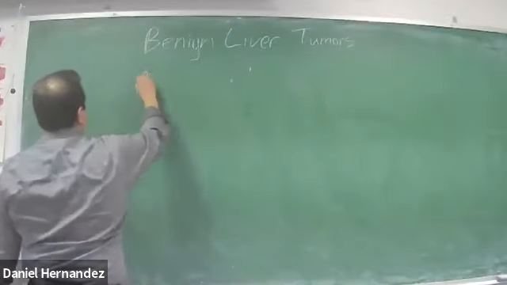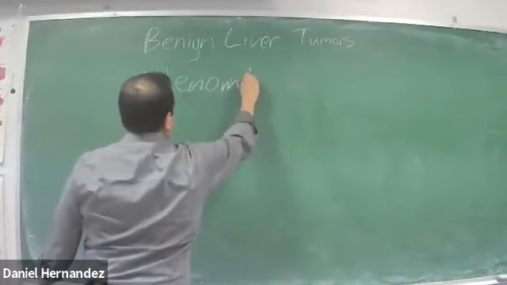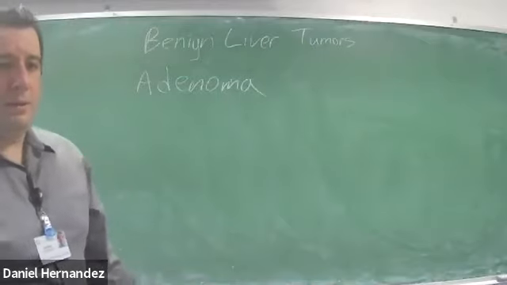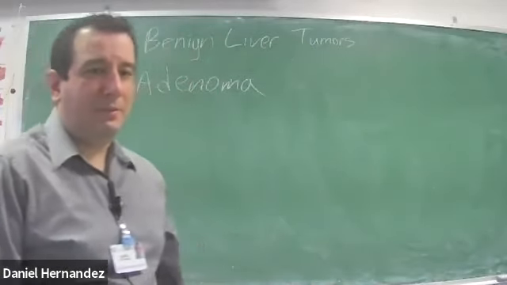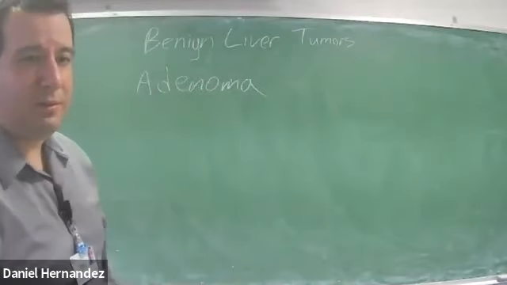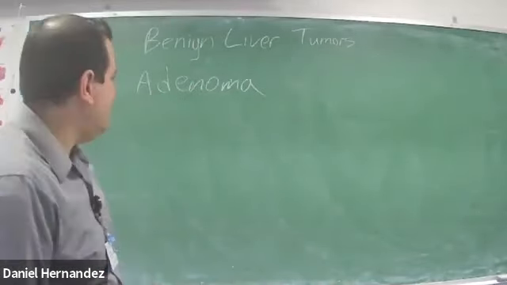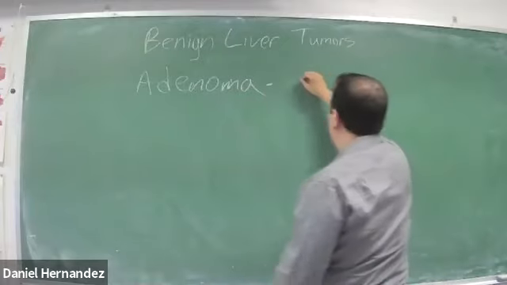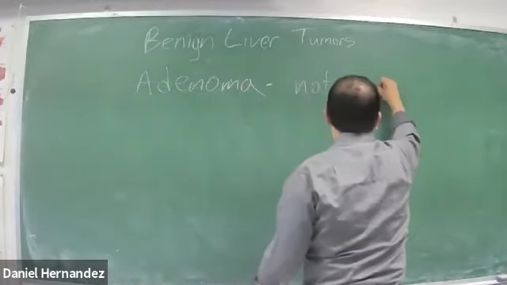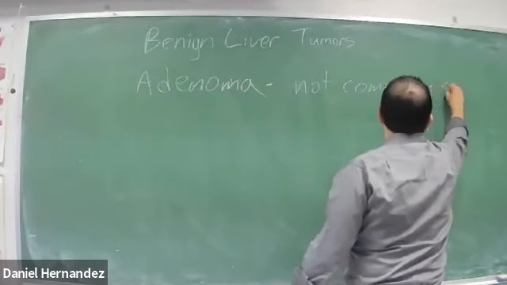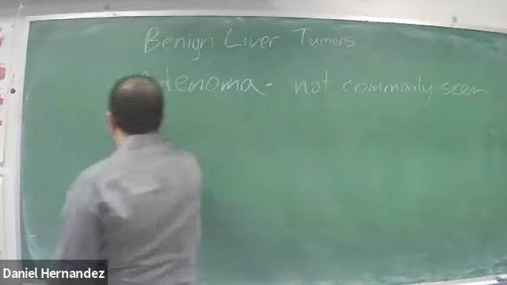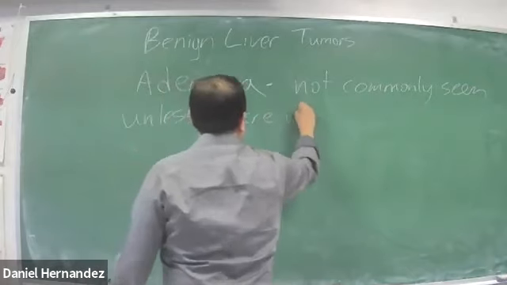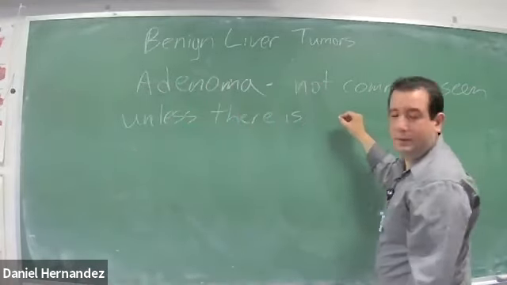We can also have an adenoma. This tumor is not commonly seen in infants unless liver disease is present, like glycogen storage disease.